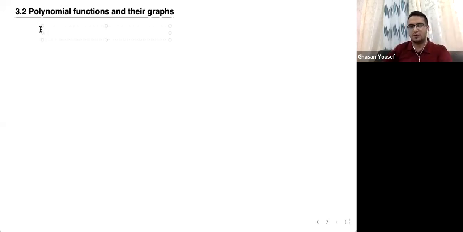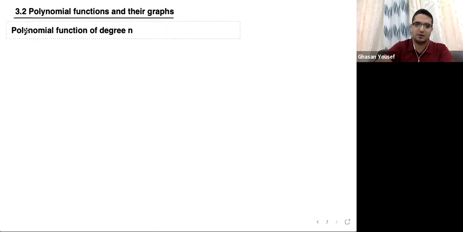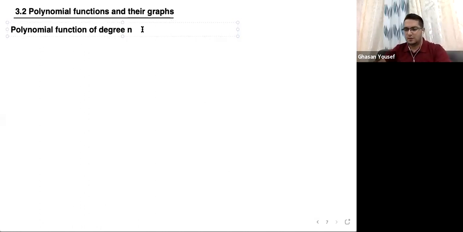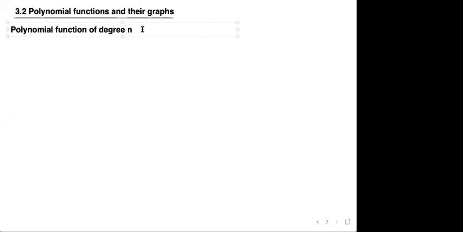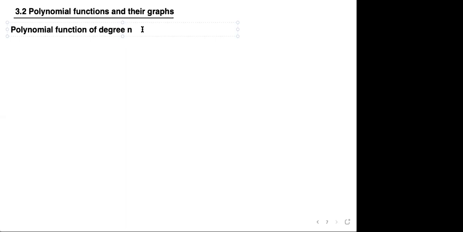Who can remind me what is the meaning of polynomial of degree n? Anyone? It's from the second section of this book. What is the meaning of polynomial? Of order n, I mean, of degree n. Did you remember monomial or binomial or something like this? Well, monomial means 1. Poly means more than 3.